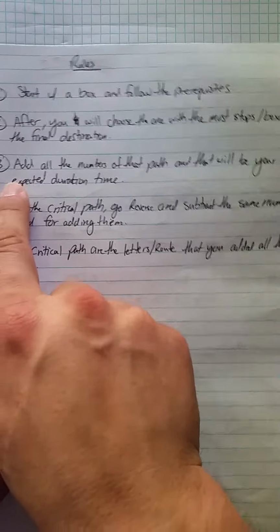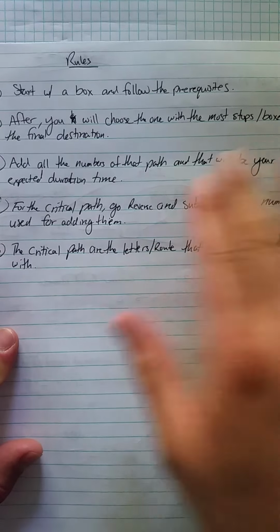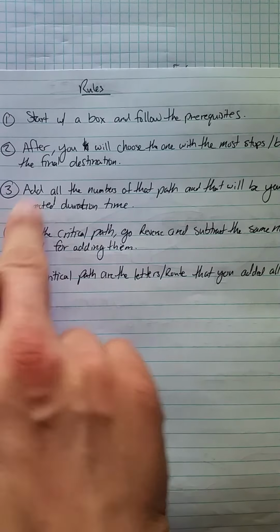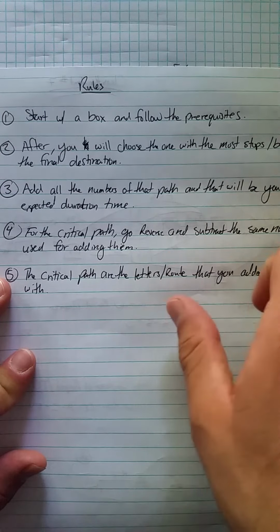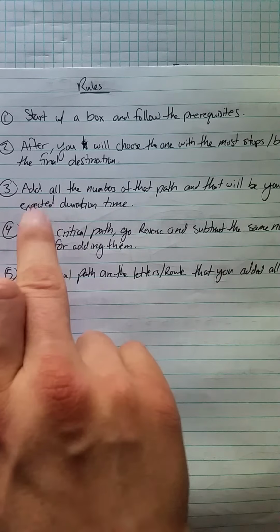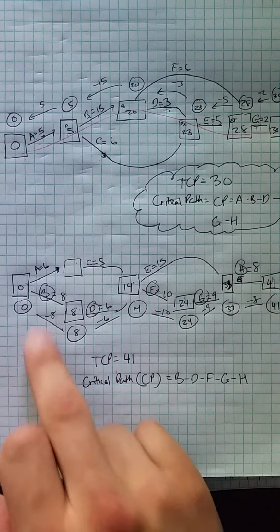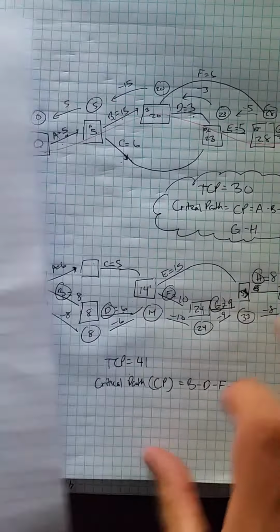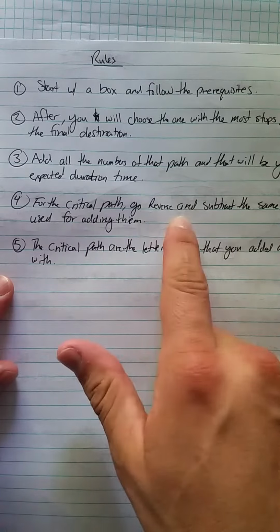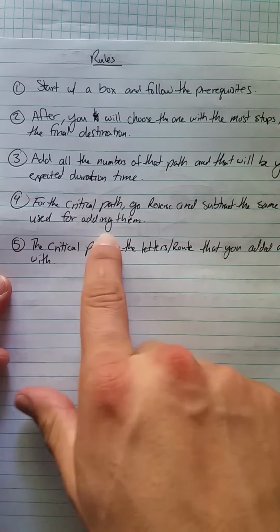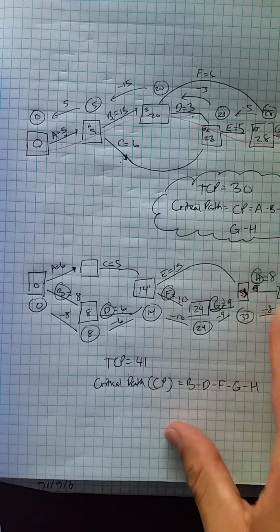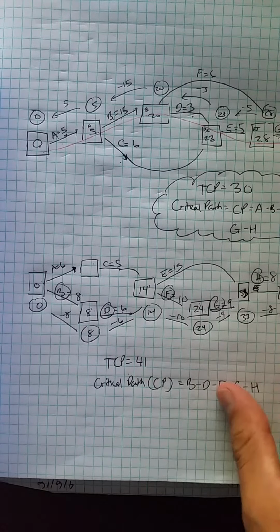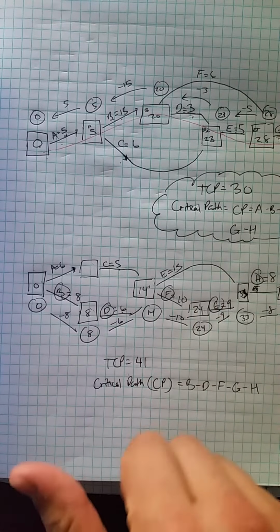Again, after you choose the route with the most boxes to the final destination, step 3 is to add all the numbers of that path. That will be your TCP, the expected duration time, which we did here. We added all these numbers together, and it equals 41. Next, for the critical path, go in reverse and subtract the same numbers you used for adding them. We're just going backwards. Those are going to be the exact same numbers unless you're incorrect.